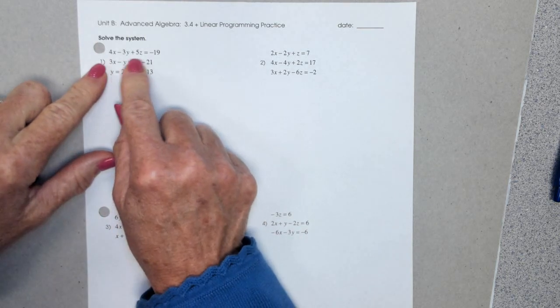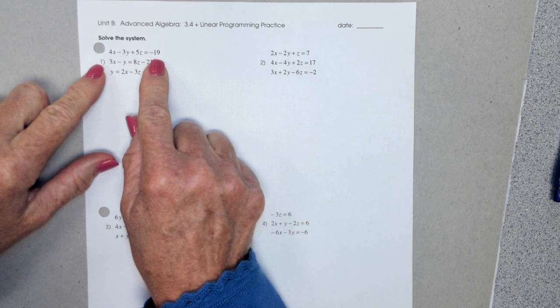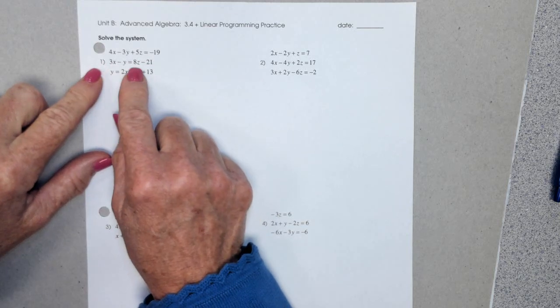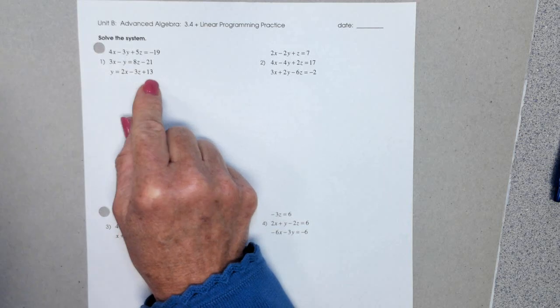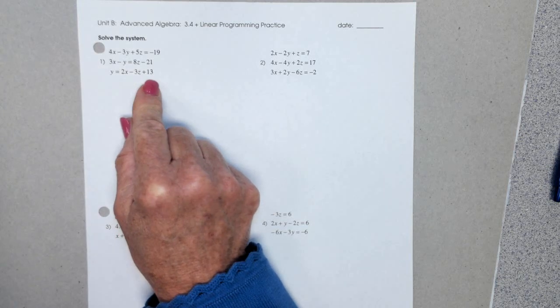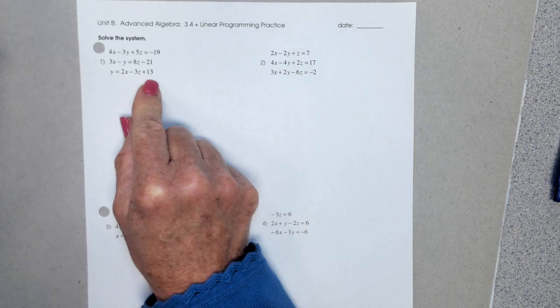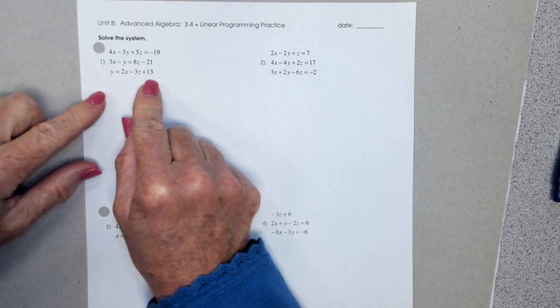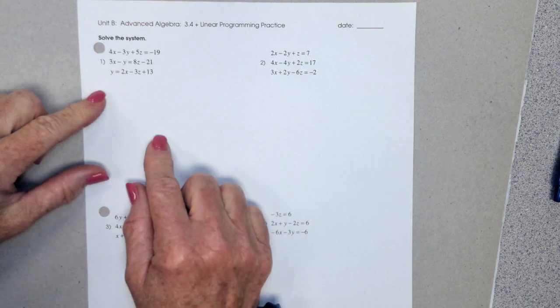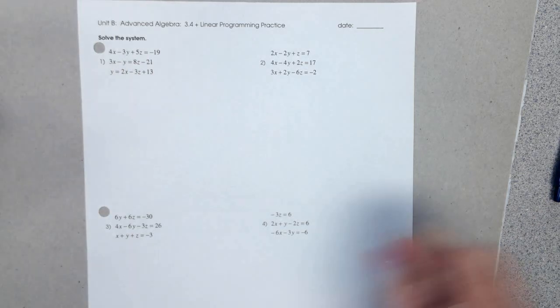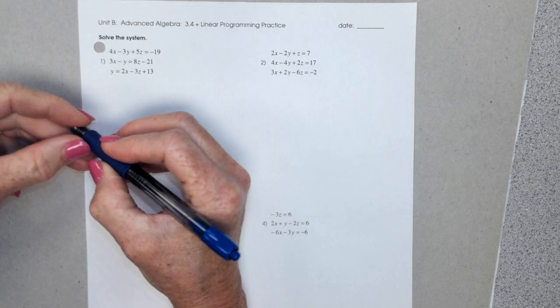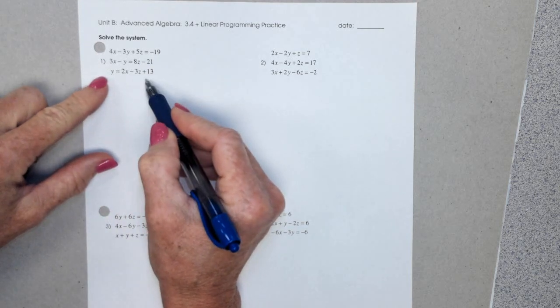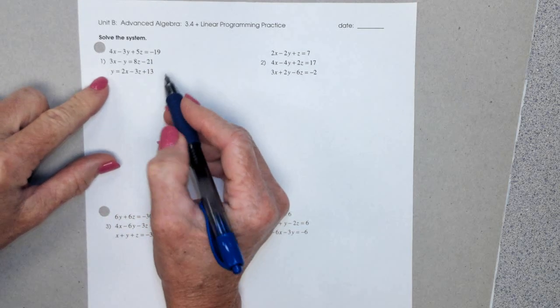We have 4x minus 3y plus 5z is negative 19. 3x minus y equals 8z minus 21. And y equals 2x minus 3z plus 13. Now, one thing that's different from today than yesterday is yesterday when we started, we had all of our variables stacked on top of each other and lined up. We don't have that today, so the first thing that we're going to need to do is to rewrite this so that our variables are stacked up.